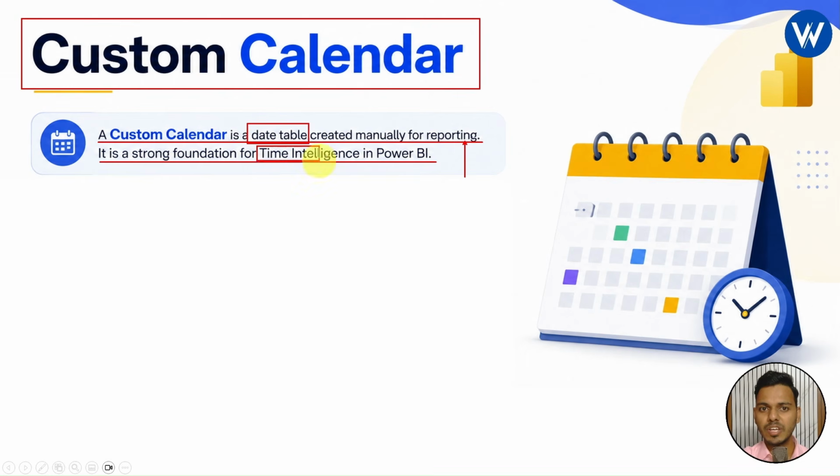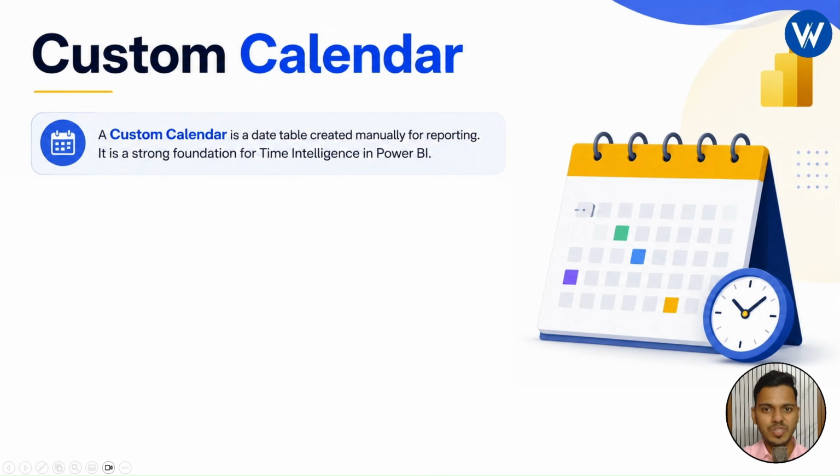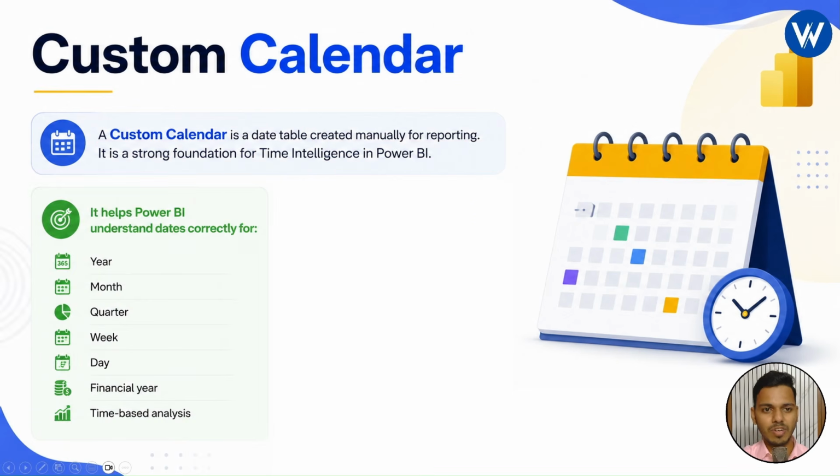So whenever you are working on time intelligence, you can take the example of MTD, QTD, YTD, same period last year. For such types of DAX calculation, we need to take help of a custom calendar. I hope you guys understood the definition of custom calendar. Now let me show you guys. It helps Power BI understand dates correctly. So basically with the help of a custom calendar, Power BI can understand what is the year column, month, quarter, week, day, financial year and the time based analysis.